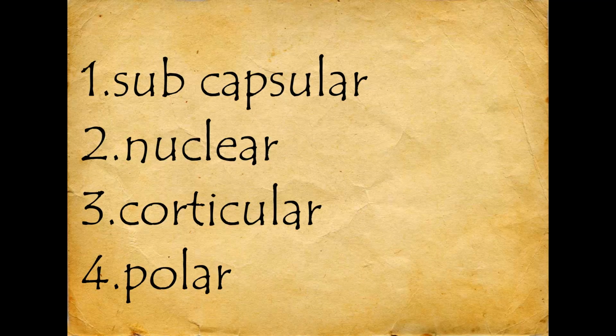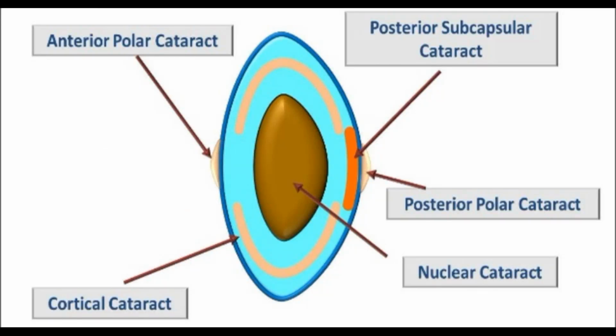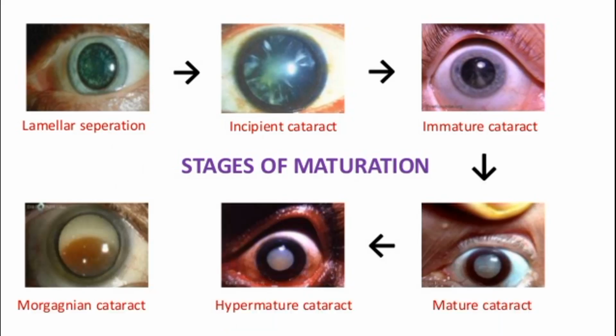Classification. Based on its morphology, it may be subcapsular cataract, nuclear cataract, cortical cataract, or polar cataract. Based on degree of maturity, it may be immature, mature, and the hypermature type of cataract. Stages of maturation. Initially, it starts as a laminar separation, then incipient cataract, which may be a cuneiform or a cupuliform, immature cataract, mature cataract, and hypermature cataract, which may be a Morgagnian cataract or sclerotic type.